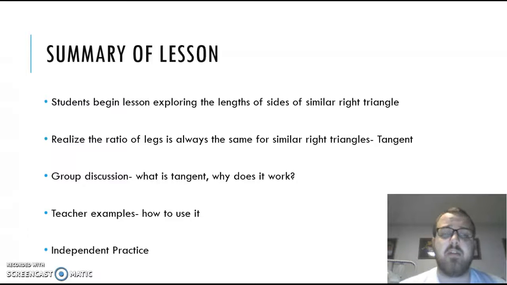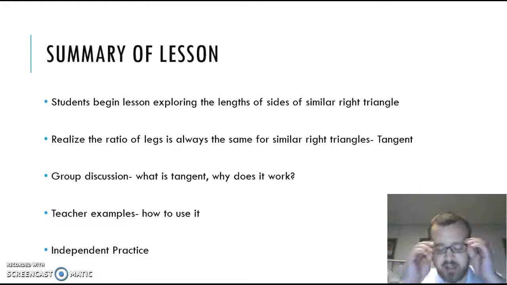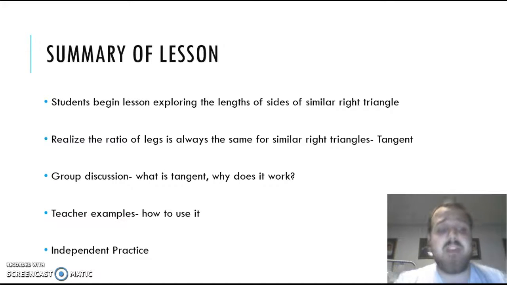I posted a lesson that was about trig functions, specifically the trig function tangent. The lesson started with students exploring the lengths of the sides of similar right triangles. They would measure the different sides of different similar triangles and realize that the ratio between those sides was always the same. Once they made that discovery, we come back and do a group discussion and discuss that ratio is known as tangent when you have the opposite leg over the adjacent leg, and that ratio will always be the same because of similar triangles, making connections to previous things we learned in geometry.